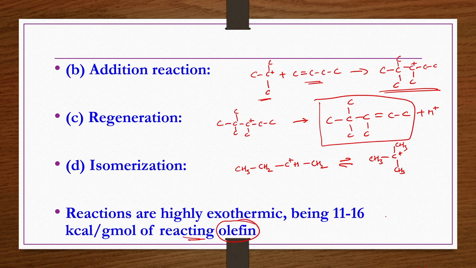This is about reacting olefin only. Products, it is going to be very high. That is because the reaction is very highly exothermic. Since the reactions are highly exothermic, in order to do the temperature control, cooling or quenching is provided.